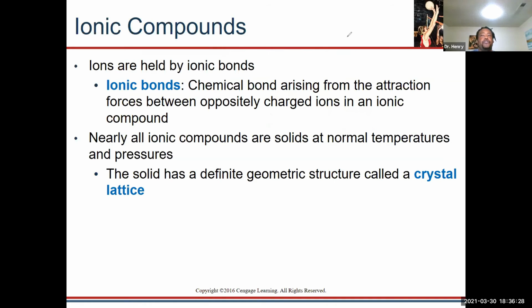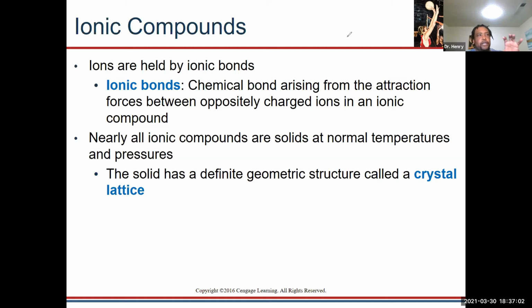Ionic compounds are basically held together by ionic bonds. An ionic bond is just that positive and that negative coming together to balance each other out. So there are positive and negative forces that are charged up. Normally at room temperature and normal pressure, ionic compounds are going to be solid most of the time. Not 100% of the time, but most of the time.